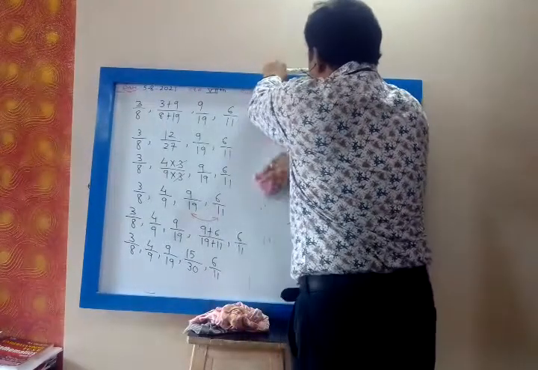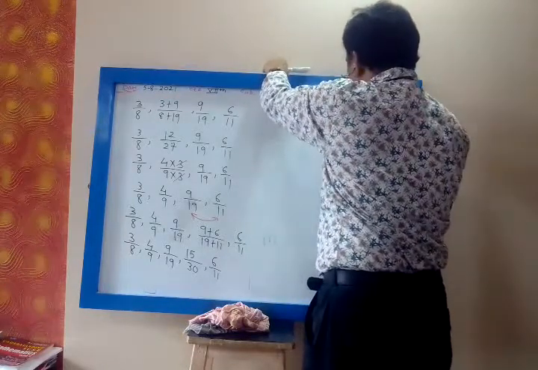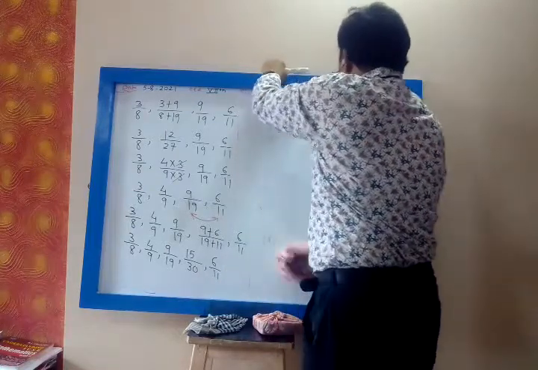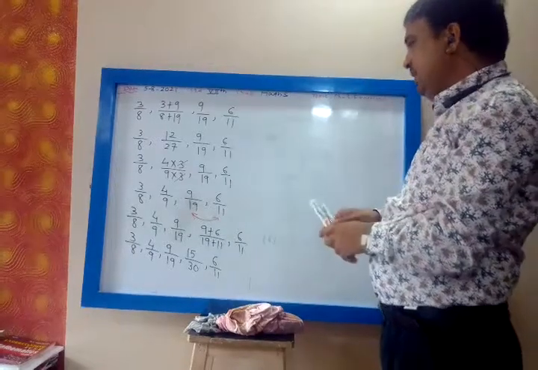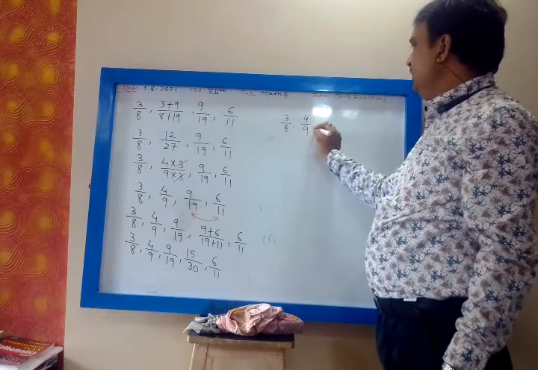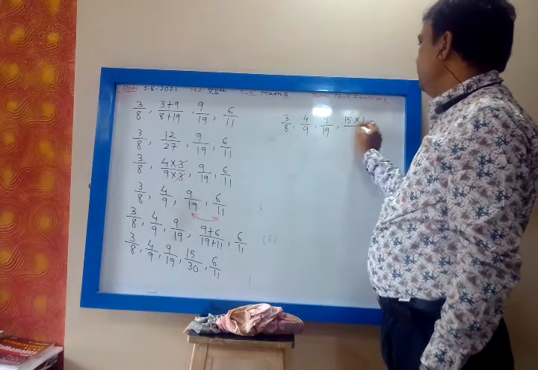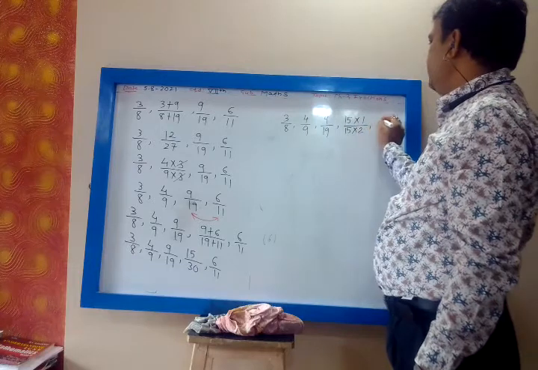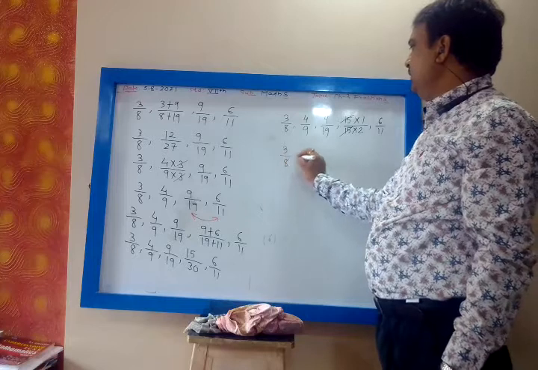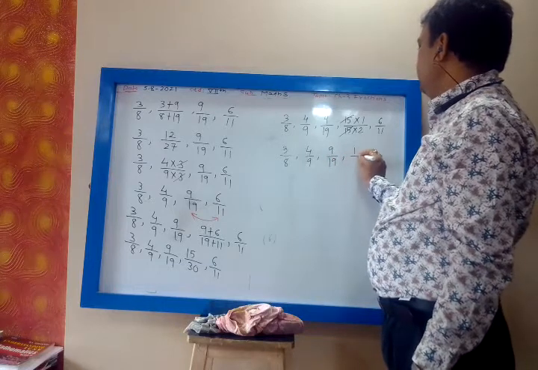But you have to write that in the lowest term. So 3 by 8, 4 by 9, 9 by 19, then 15 upon 30: 15 ones are 15, 15 twos are 30, then 6 by 11. The 15 gets cancelled. So 3 by 8, 4 by 9, 9 by 19, 1 by 2 and 6 by 11.